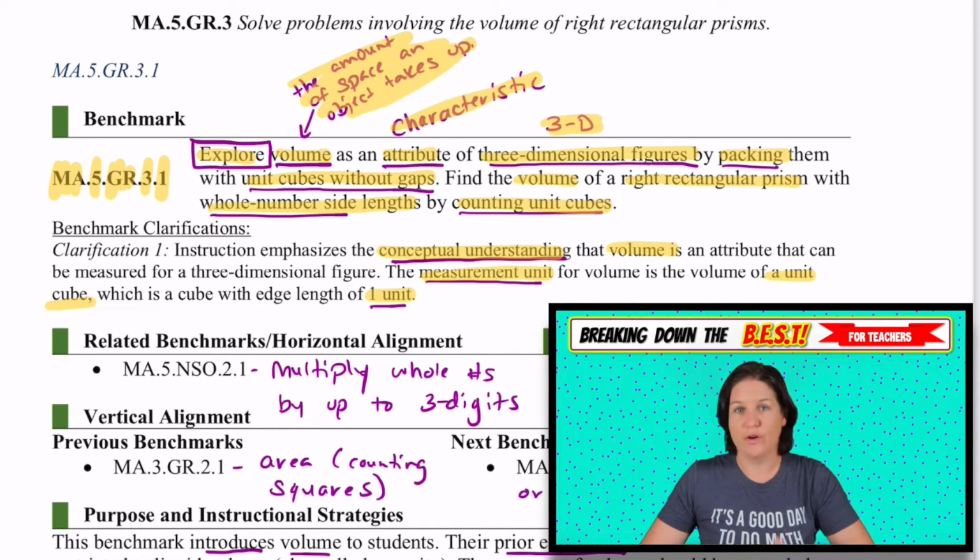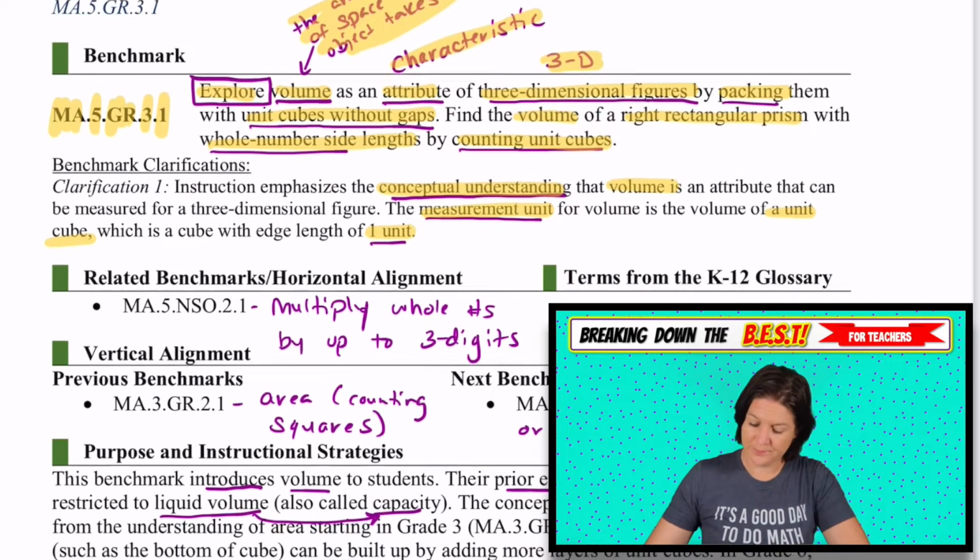Now, when we get to volume, where we're using a formula to solve, we'll have the units. It might say inches or centimeters or meters or whatever. When it comes to that, then we'll incorporate those units there. But right now, it's going to be just sticking to unit cubes.